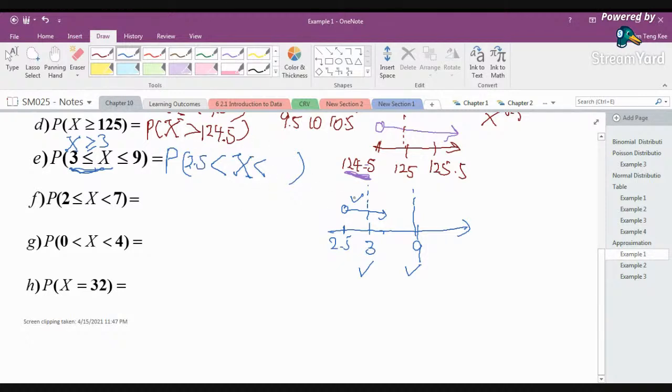On the other hand, if I want to include 9, and I'm considering the case of x less than, I'm going to draw a less than number line there. What I will have is 9.5 so that I can cover 9. So here, I will have 9.5.